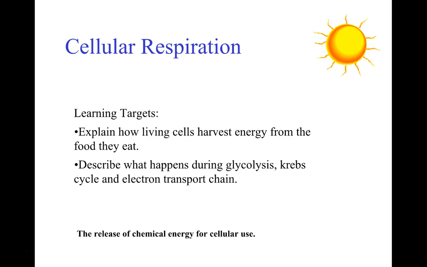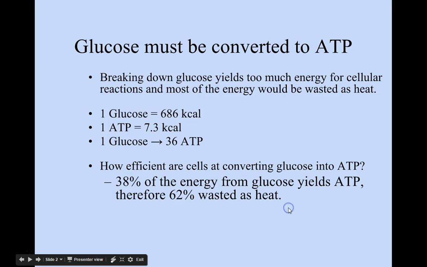So today's purpose is to explain how your cells can harvest energy from the food that you eat. And I would like all of you to be able to describe what happens during each one of these chemical pathways: glycolysis, the Krebs cycle, and the electron transport chain. So how do we get energy from the food that we eat?